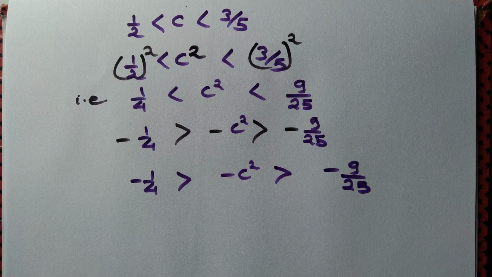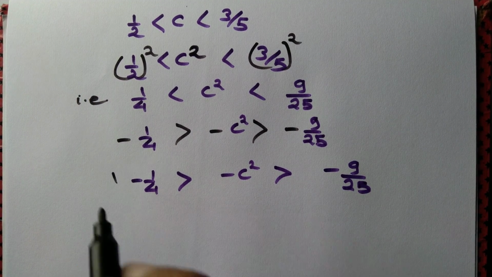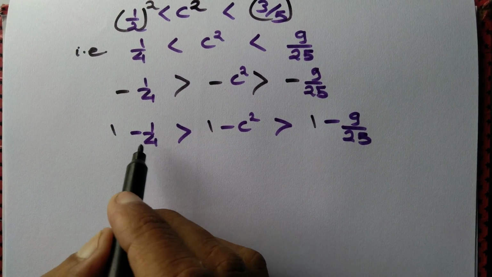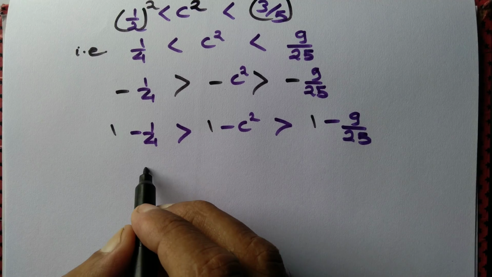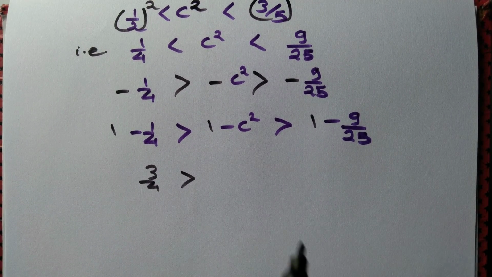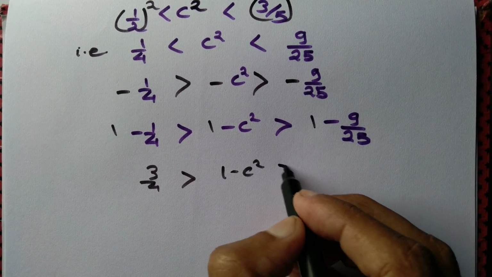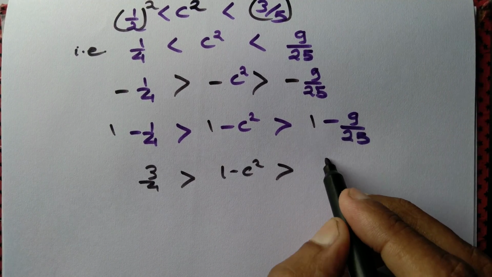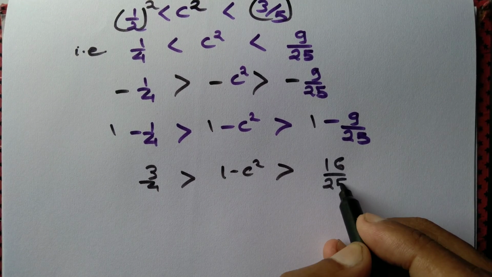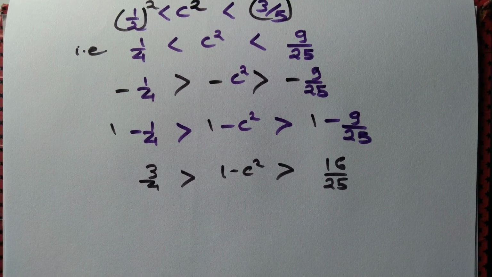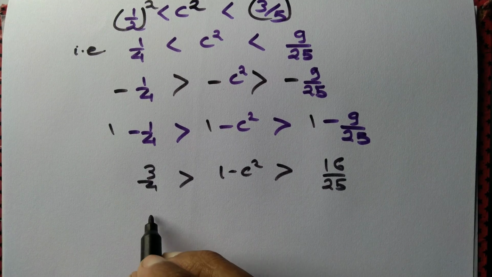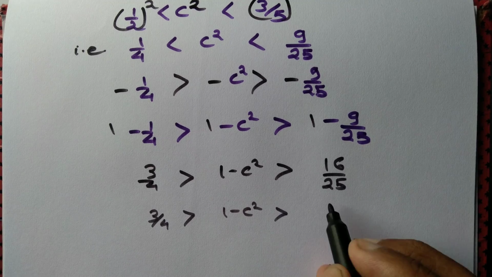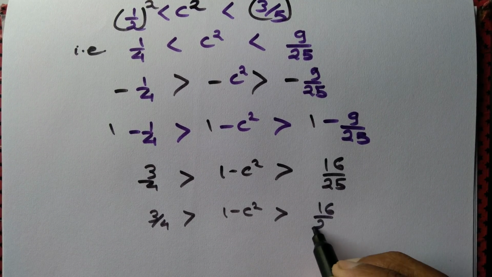But we want 1 minus c square, so we add 1 throughout. And we simplify. 4 minus 1 is 3. So 3 by 4 is greater than 1 minus c square is greater than 25 minus 9, which is 16 by 25. And we need to take square root as well. Once again, 3 by 4 is greater than 1 minus c square, that's greater than 16 by 25.